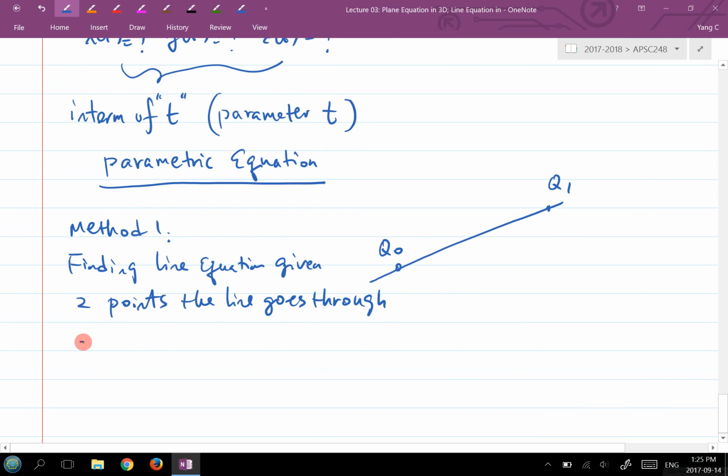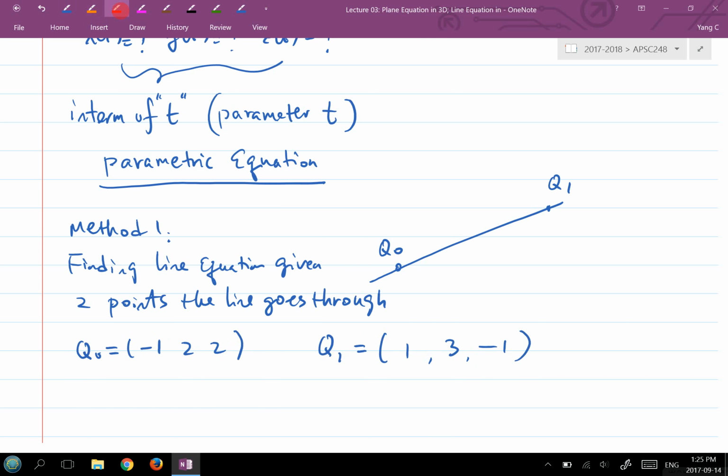So I give this Q0 as negative 1, 2, 2 as the coordinates, and Q1 given as 1, 3, negative 1. So, for example, these are the two coordinates for Q0 and Q1. So the first method we're going to use is we're going to consider there is a moving point along this straight line. This moving point, I'm going to call that Q.